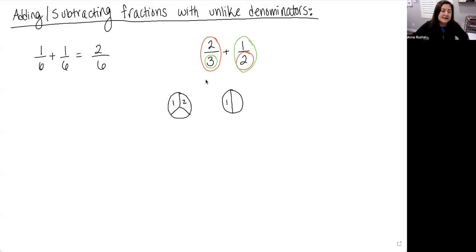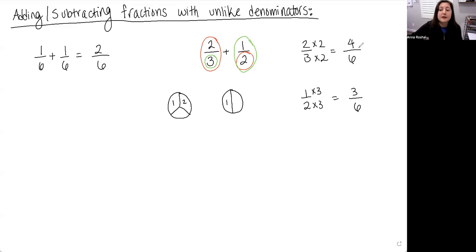Now, sometimes this may not be the only way to look at it, meaning some textbooks and some teachers may not draw circles inside of circles, and it's totally fine. The idea is still the same. So I would take this 2/3 times 2 over 2 and get 4 out of 6. And then I would take my 1/2 and multiply by 3 over 3, and I would get 3 over 6.